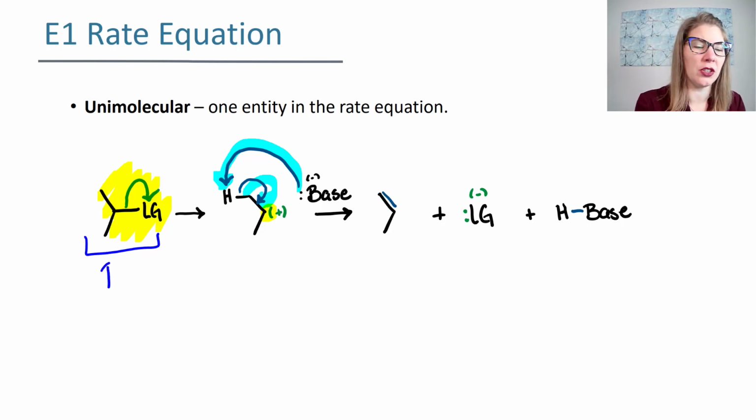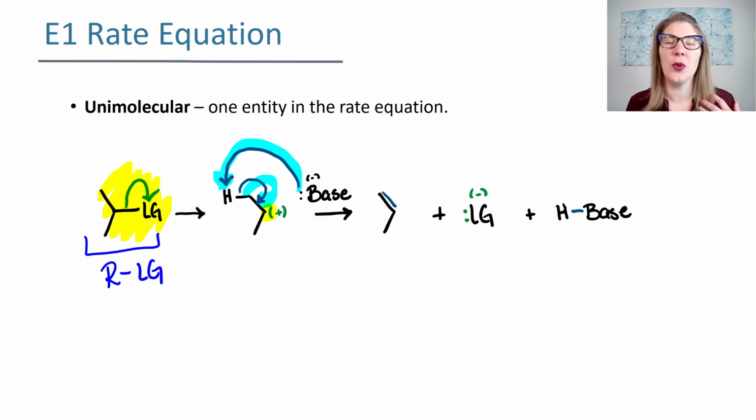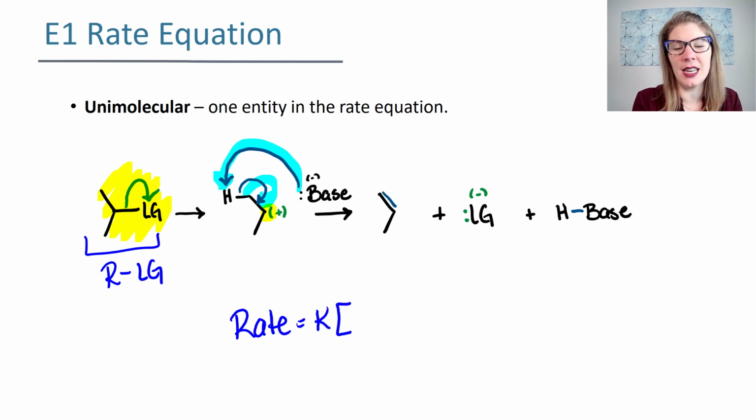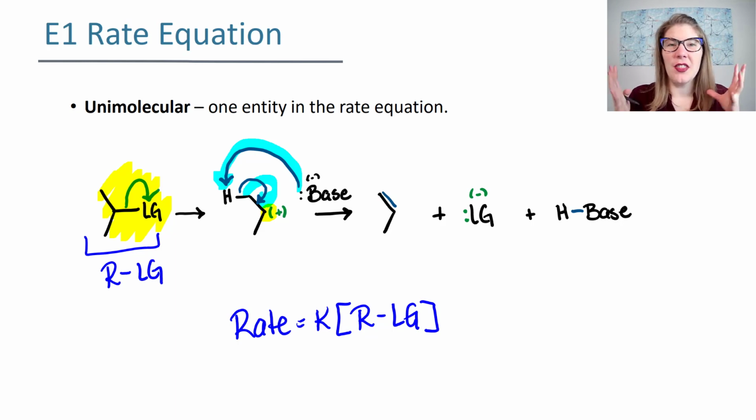Other people will call it just RLG, so that they're communicating that it's the alkyl compound that contains the leaving group. We can write the rate equation by writing rate equals the rate constant times the compound that contains the leaving group. That means that no matter how much base you add to your reaction, it does not speed up anything. Your rate limiting step or your rate determining step, the thing that determines how quickly this reaction can go, is how fast the leaving group leaves.